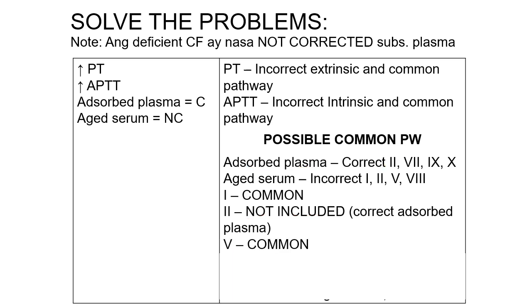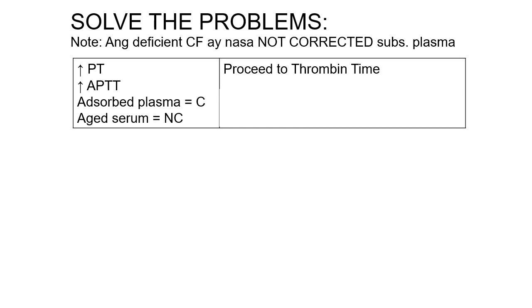5 is a common pathway. 8 is intrinsic. So, ano ang problem natin? Ang missing factors ay either 1 and 5. Pero hindi matatapos dyan, no? You proceed to thrombin time to correctly identify which of the two is deficient. So, sa thrombin time, magiging prolong ang thrombin time if factor 1 nga ang deficient. Magiging normal kapag factor 5. So, dito, ang final answer will depend on your thrombin time results.